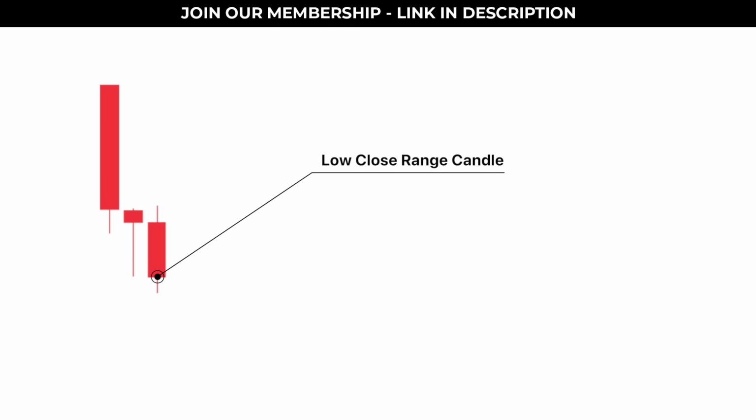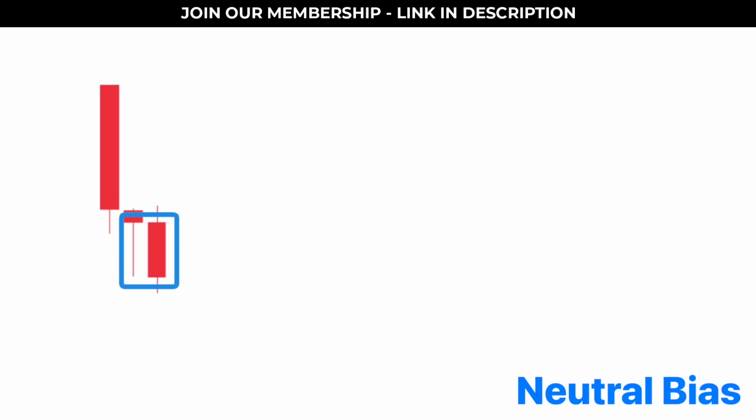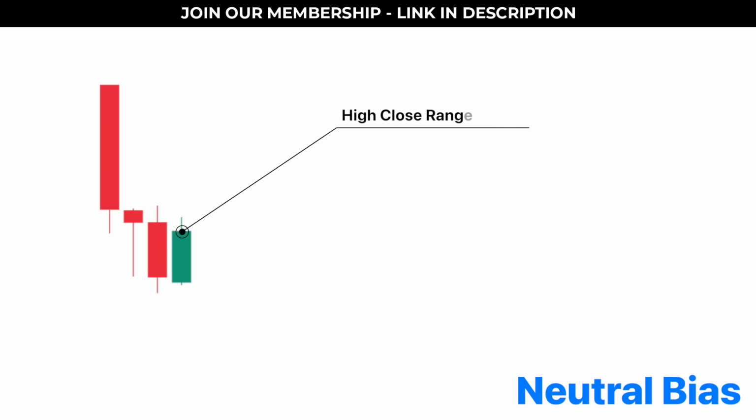Next, we have a low close range candle. It seems like sellers are dominating the buyers, but since the last 2 candles were range candles, we have a neutral bias. Next, we have a high close range candle. It shows that the sellers were not able to create new lows after this candle. The buyers came in and quickly reversed the price upwards. However, we are still in a range though.